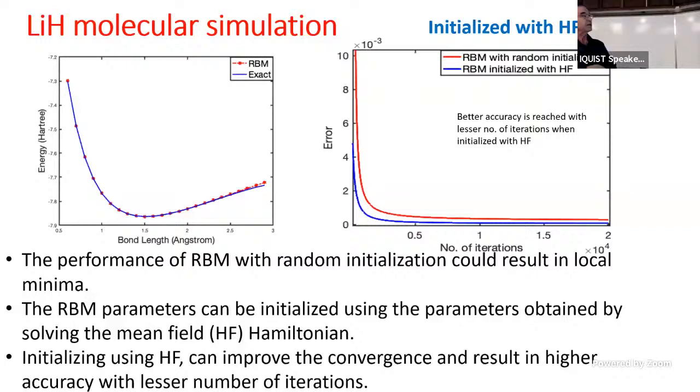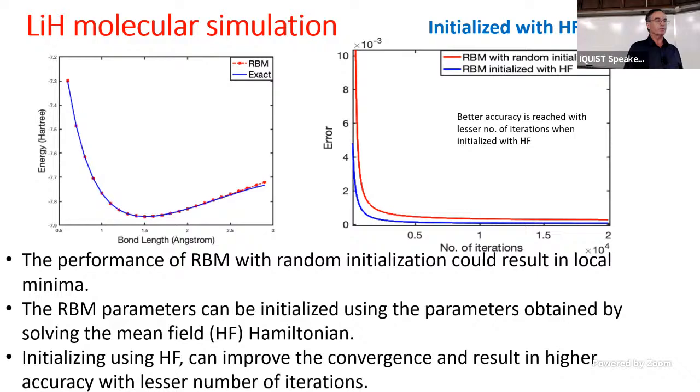And again, many people ask, if you start with a random initial point, what about the convergence? Of course, like in any calculation, if you start with a good starting point, like starting with a mean field such as Hartree-Fock, you get better convergence, and you don't get stuck in local minima. So you get better results instead of completely random, you start with mean field.